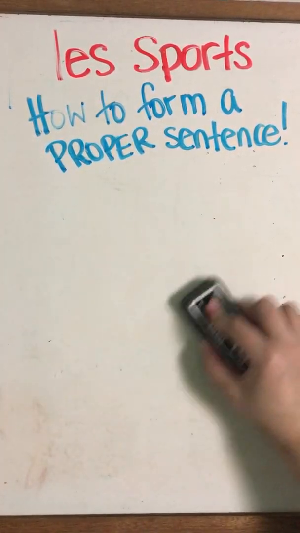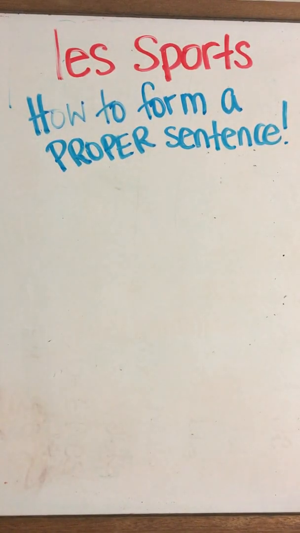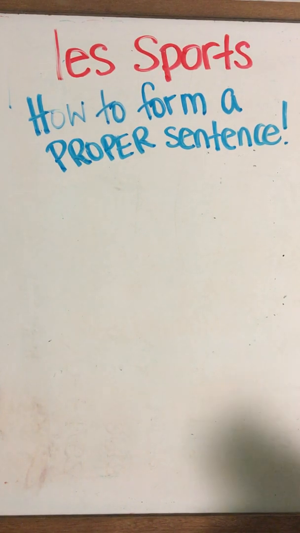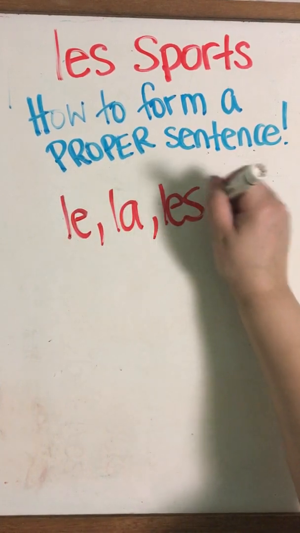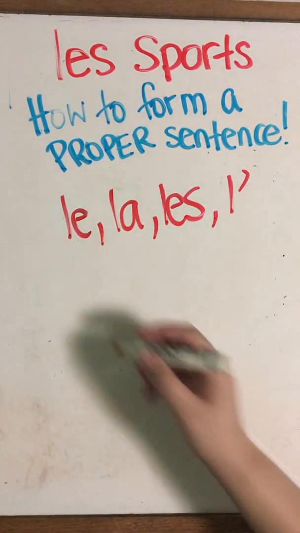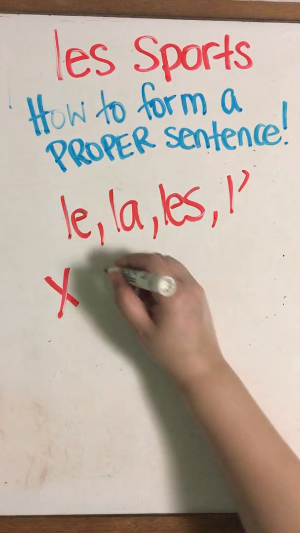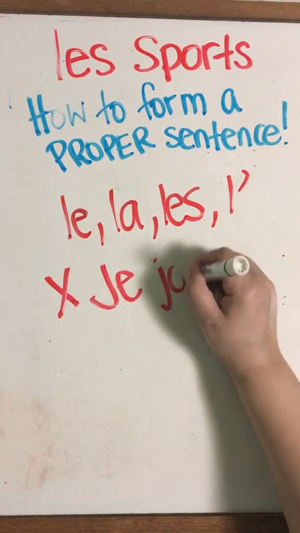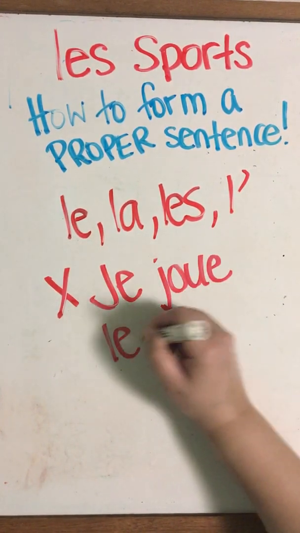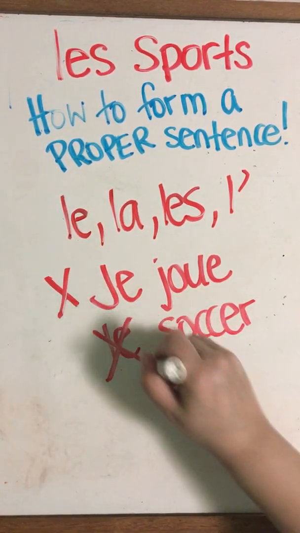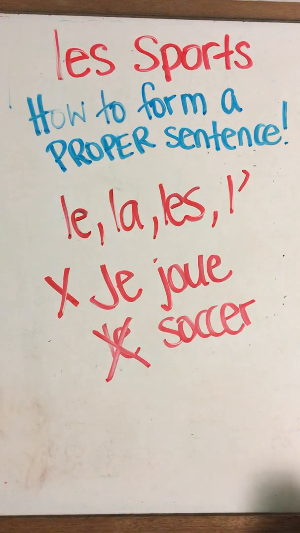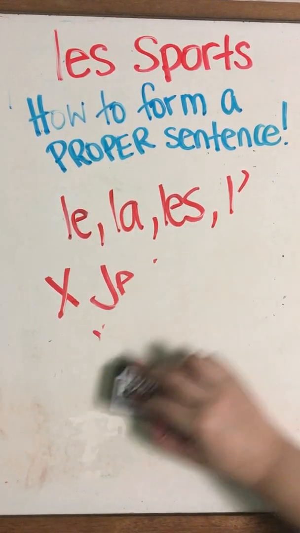So our first step was to figure out jouer or faire. And the other big thing that I want you to figure out is that we need to replace all the le, la, les, or l'apostrophe. Okay, so errors. What we're not going to do is "je joue le soccer." I play the soccer. This is incorrect.